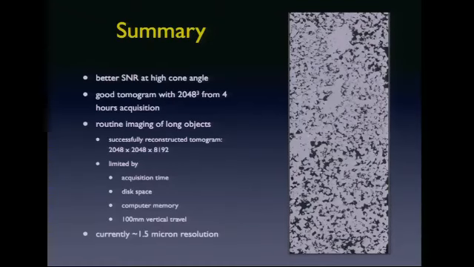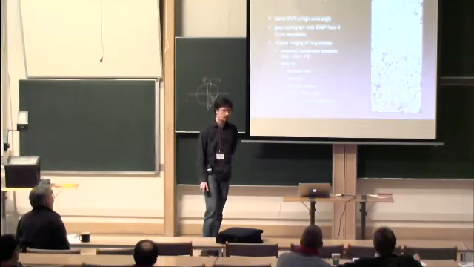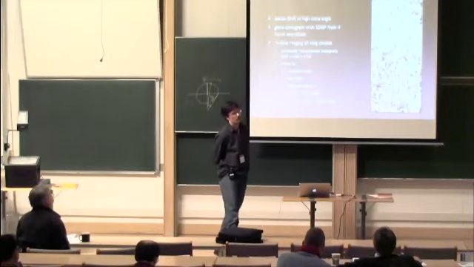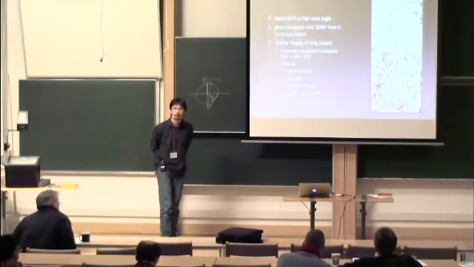So instead of taking maybe 20 hours, we can now get decent images in 4 hours. We can reconstruct much larger objects, essentially limited to disk space, how much projection data we can save. We have reconstructed down to 1.5 microns, but we're currently limited by the source. It's not performing quite the way we would expect it to. Thank you.